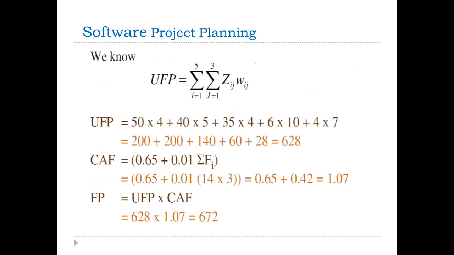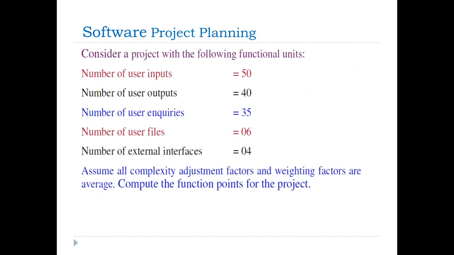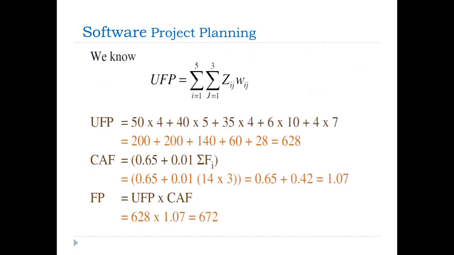Then third is number of user inquiries is 35. The category is average, so value of average equals 4. Then we are multiplying with 4. And so on, we are calculating the UFP. UFP value equals 628.